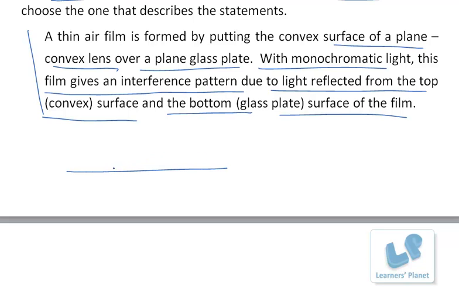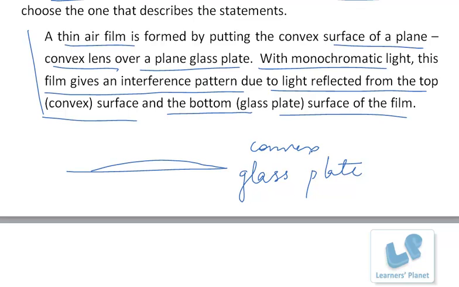Now the situation is something like this. You have a glass plate, and a thin air film, a very thin air film is formed, which is having a convex surface on top of it. Now when a monochromatic light is incident, then this film gives an interference pattern due to the light reflected.